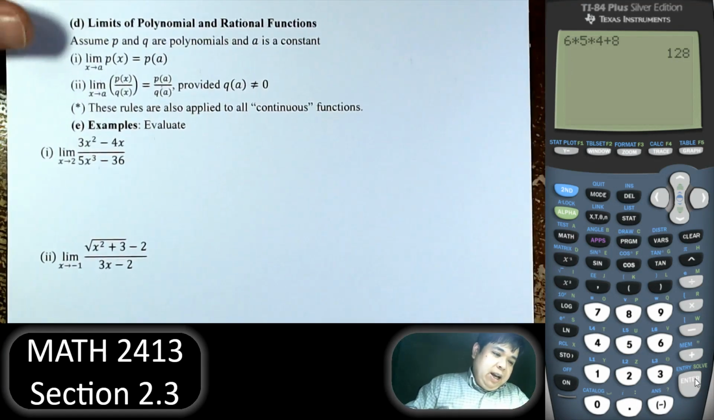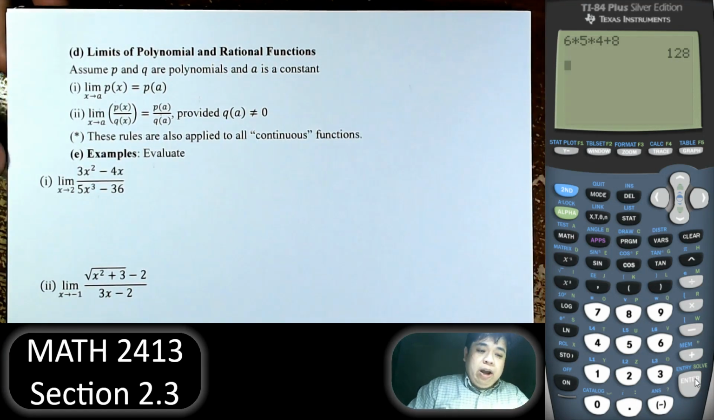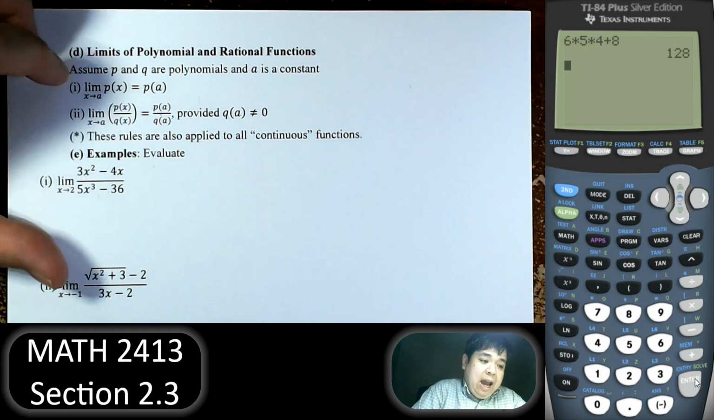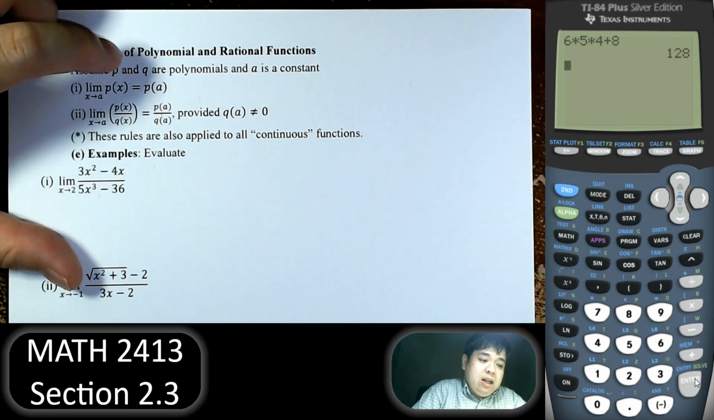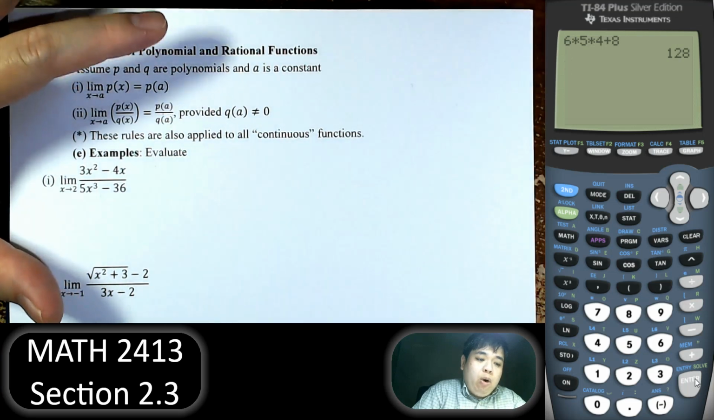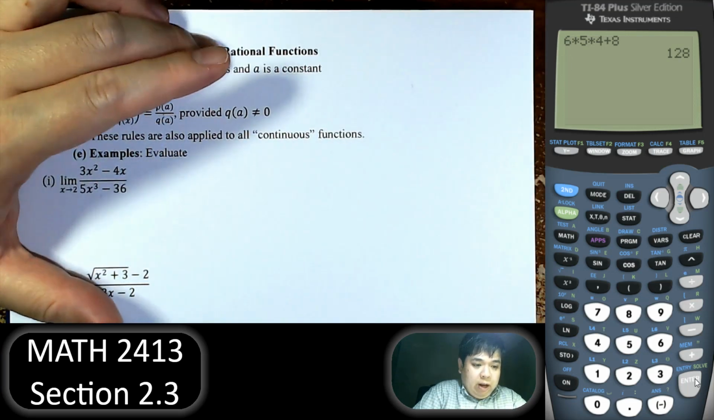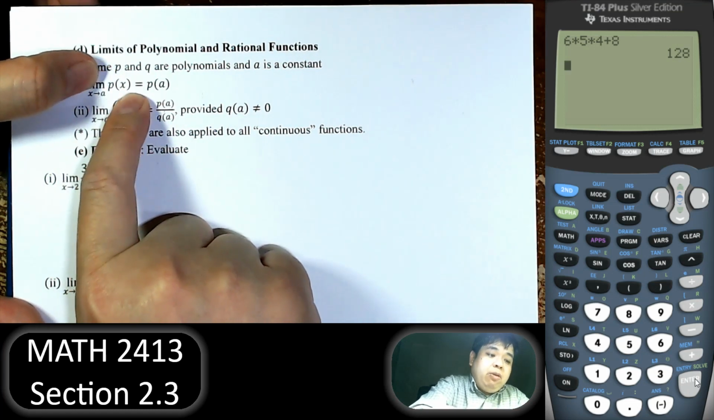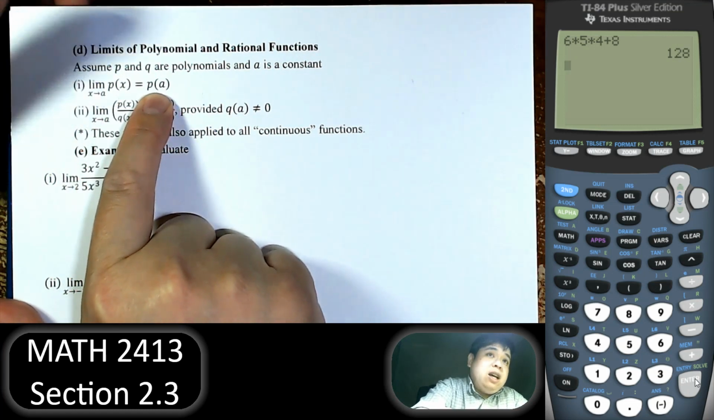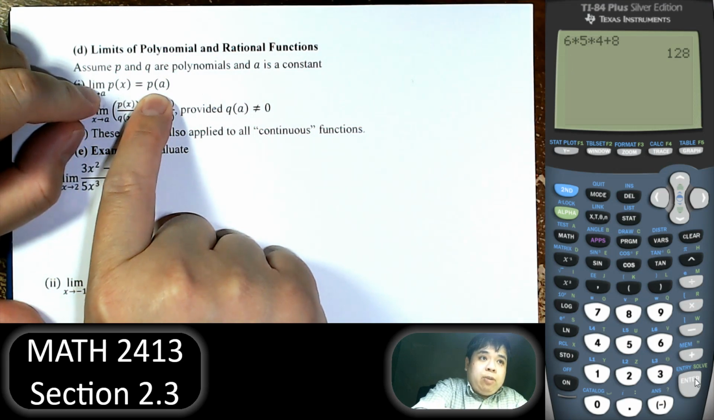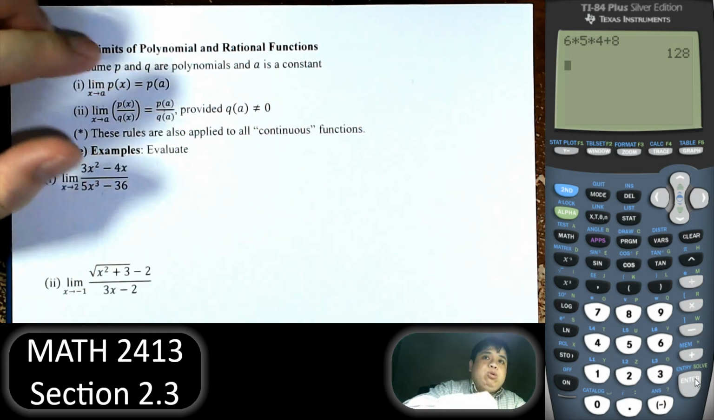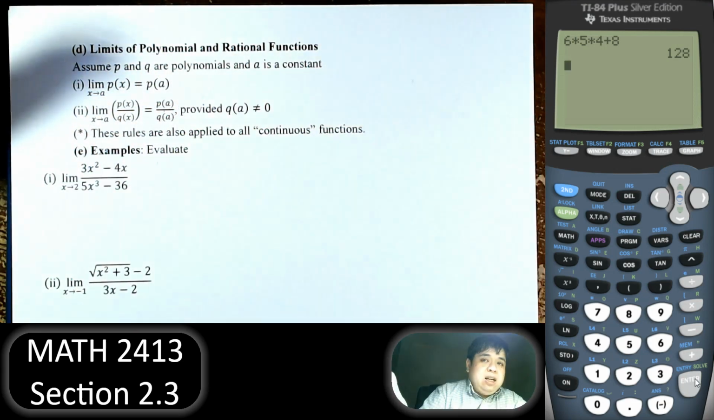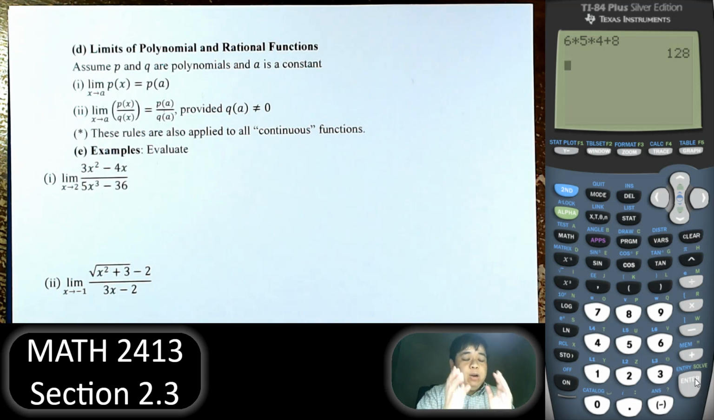Now, next, limit of polynomial and rational functions. Assume that P and Q are polynomials and a is a constant. So once again, the limit of the function is the value of the function. Like I said, it does not always work. When we're trying to find the limit, not always do we put in the numbers, and that is the value of the function. The value of the function has nothing to do with the limit.